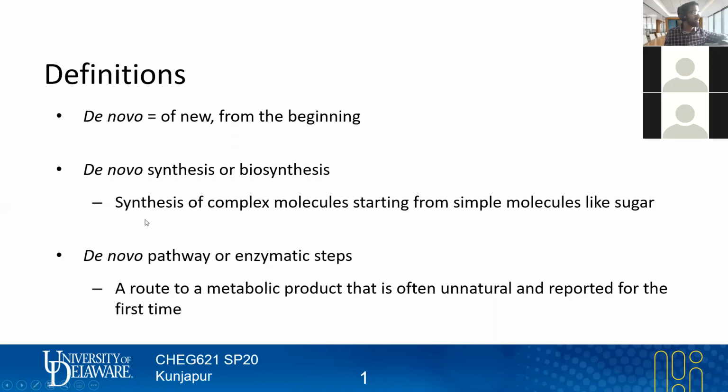But there's also this competing meaning for de novo, a de novo pathway or de novo enzymatic steps. And what that's referring to is more that the route is what's new. Rather than starting from a simple molecule, a de novo pathway design is a route to a metabolic product that's often unnatural and reported for the first time. Because if it was natural and if somebody had already done it in that organism, depending on some aspects of your definition, it might no longer be considered a truly new pathway design. And so our focus in this lecture will be on metabolic products that are not already present within your target organism. We're going to be focusing more on this idea of de novo pathways.